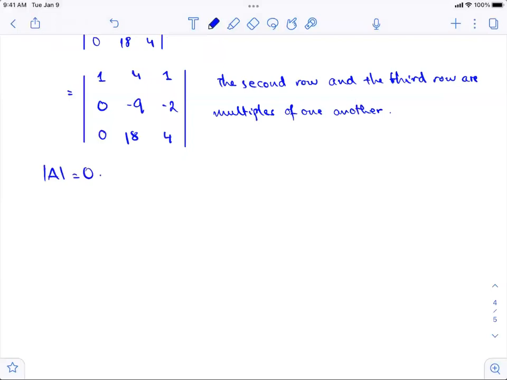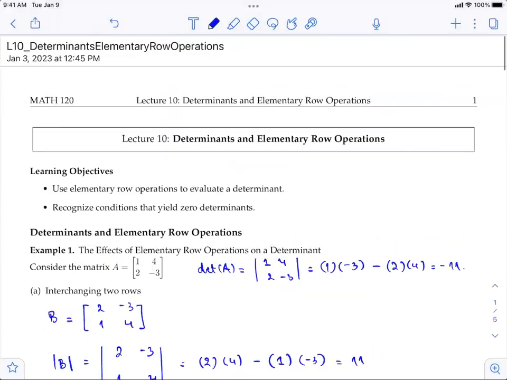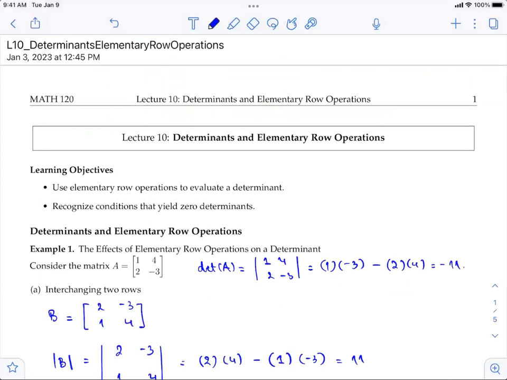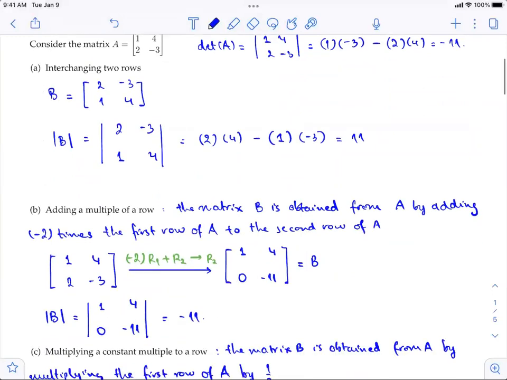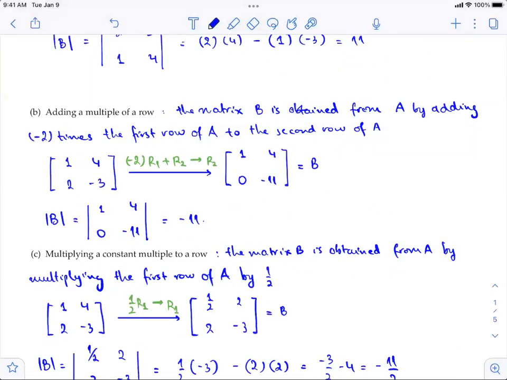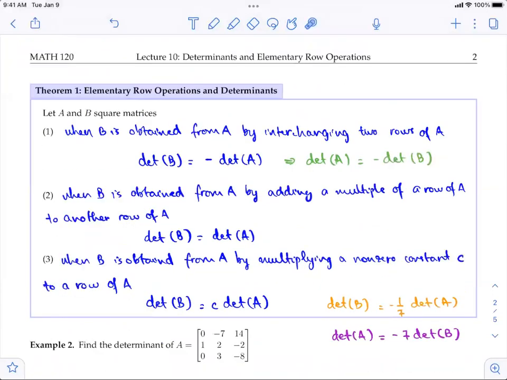All right, so that's it for this lecture. In this lecture, we looked at the effect of elementary row operations on the determinant of a matrix. There are three basic row operations: interchanging two rows, adding a multiple of a row to another row, and multiplying a row by a constant. Depending on the situation, you have different conditions for calculating the determinant of the new matrix after performing the row operations on the original matrix.